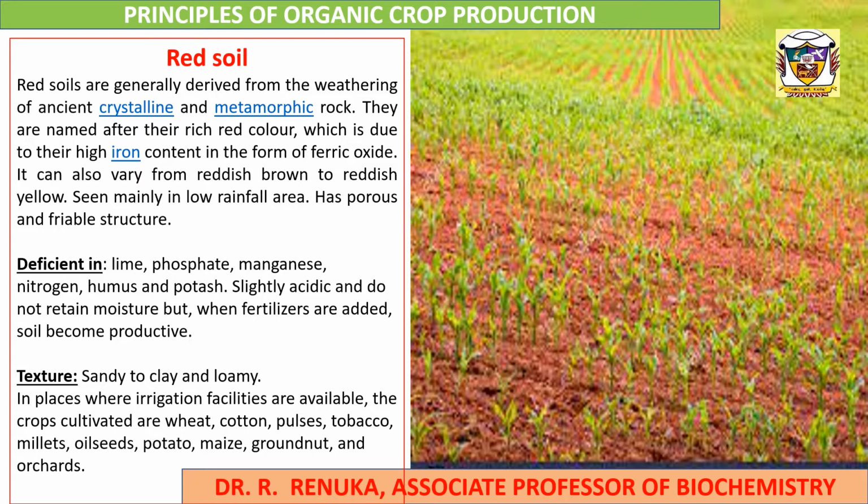This type of soil is deficient in lime, phosphate, manganese, nitrogen, humus and potash. They are slightly acidic and they do not contain moisture, but when fertilizers are added, the soil becomes productive. Texture is sandy to clay and loamy. In places where irrigation facilities are available, the crops cultivated are wheat, cotton, pulses, tobacco, millets, oilseeds, potato, maize, groundnut and orchards.